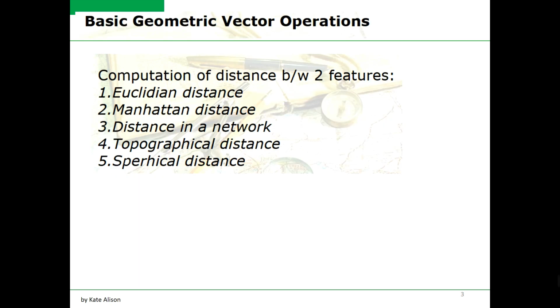Namely, basic geometric vector operations as well as vector overlay. When we talk about basic geometric vector operations, the operations that we have in mind are usually related to the computation of distances between two features. There are five different types of distances that could be calculated within the GIS environment, and that I'm going to mention briefly today. Perhaps the most common one is the Euclidean distance, but there are also Manhattan distance, distance in network, topographical distance, as well as spherical distance.